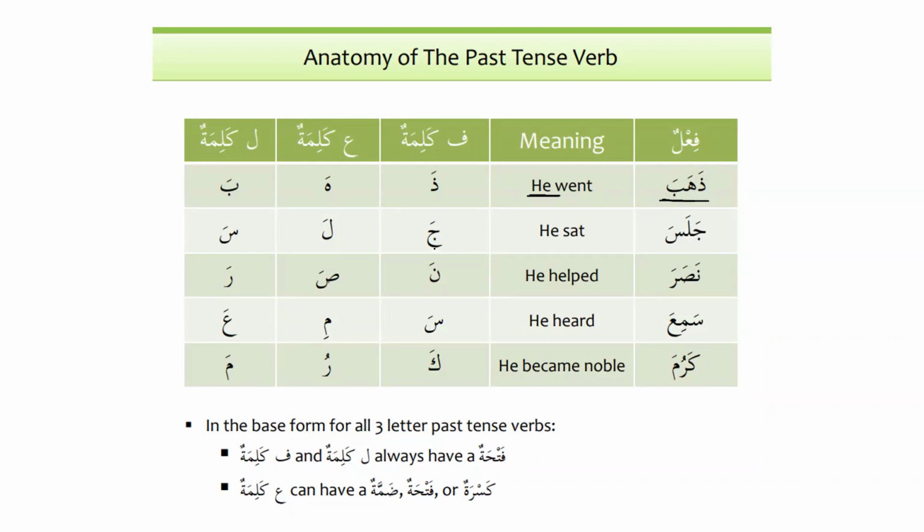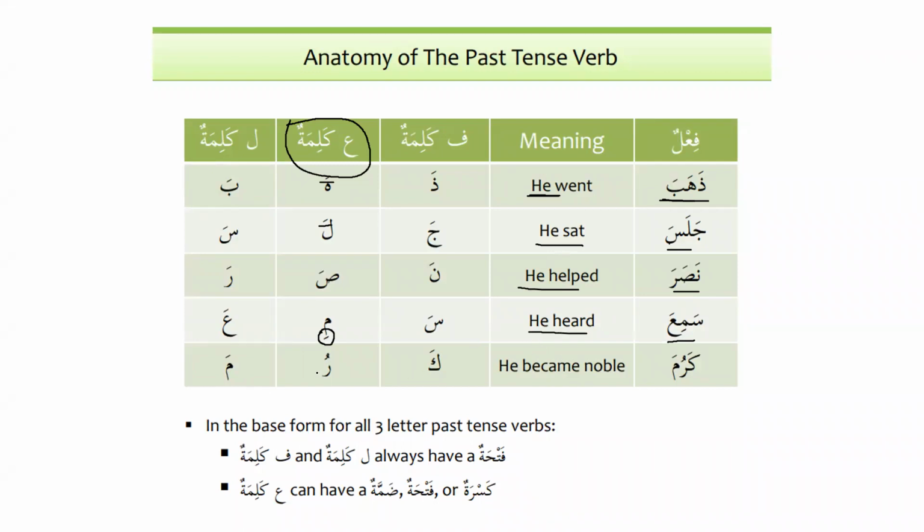Jalasa, we have jalasa, he sat. So here, ain al kalima has fatha, and here it has fatha. Similarly, nasara, he helped. So again, the doer is inbuilt. And then we have sami'a. Now we can see here that ain al kalima has kasra over here. So the second root letter or the radical can always change. So we have sami'a. And then we have the last one, karuma, he became noble.